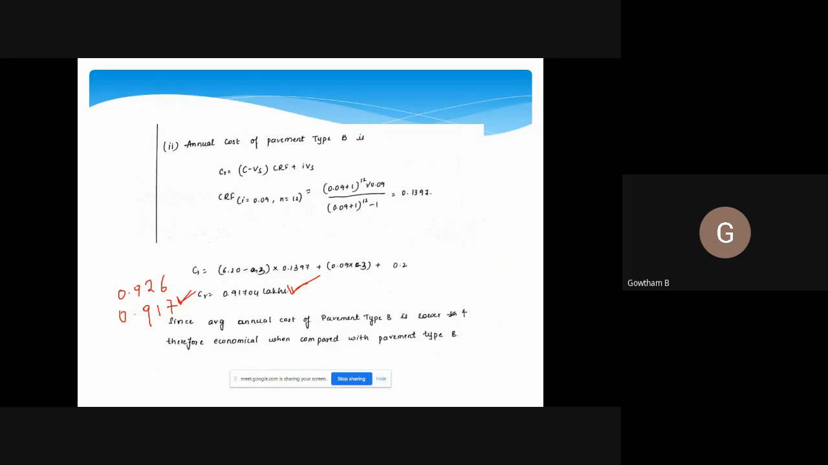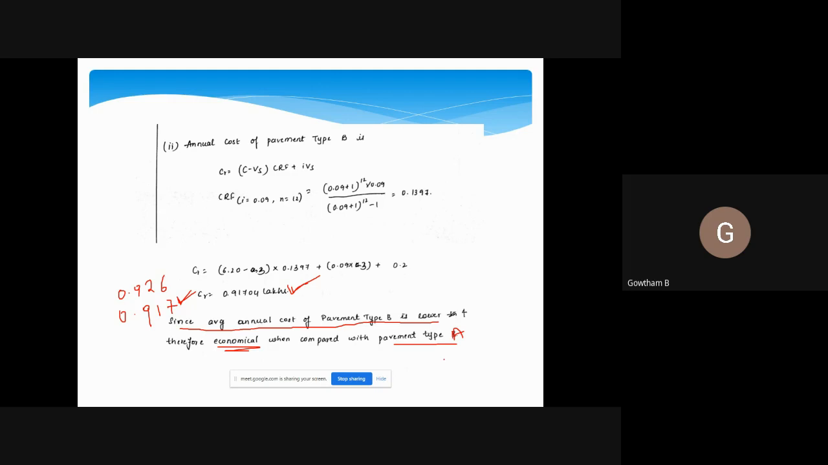That means the lesser the investment, obviously it is economically viable. Just as an example, for the same road, one person gives a proposal of 10 lakh and another gives a proposal of 5 lakh, with the same quality of material. Which proposal will you choose? Obviously the second proposal, because it is less amount with the same quality. Therefore, since the annual cost of payment type B is lower, it is economical when compared with payment type A.